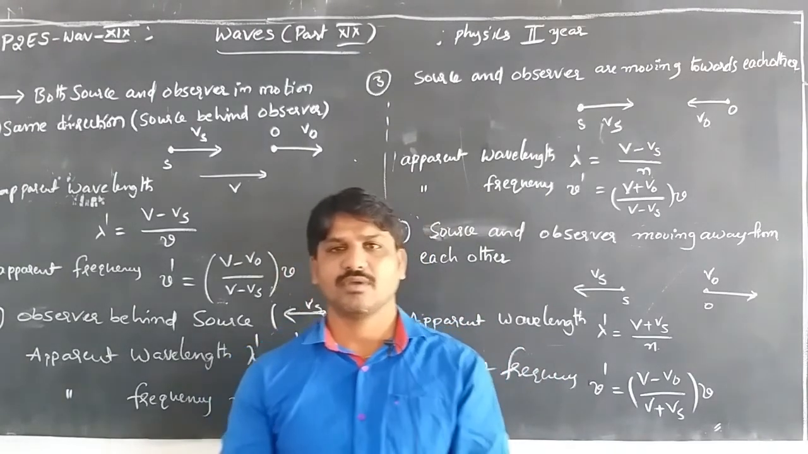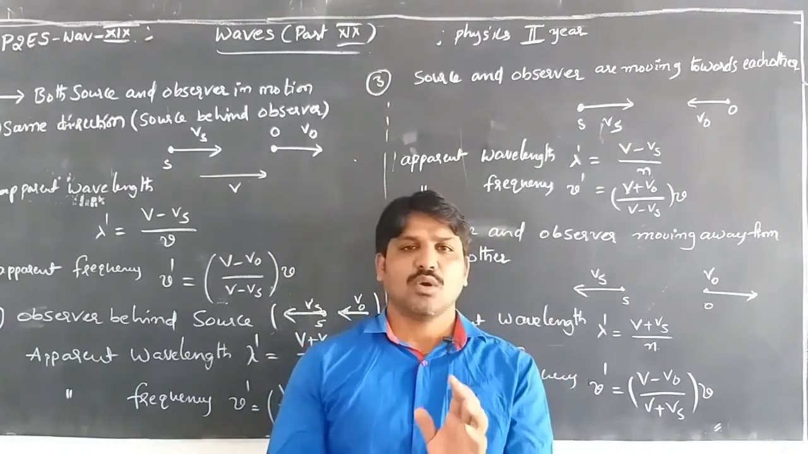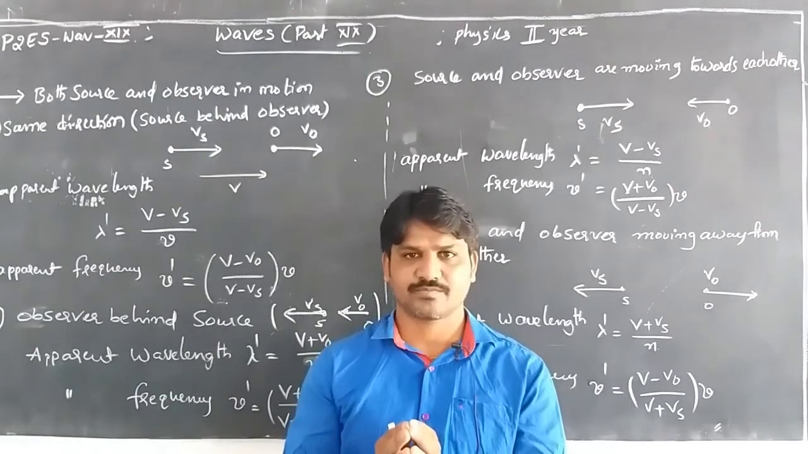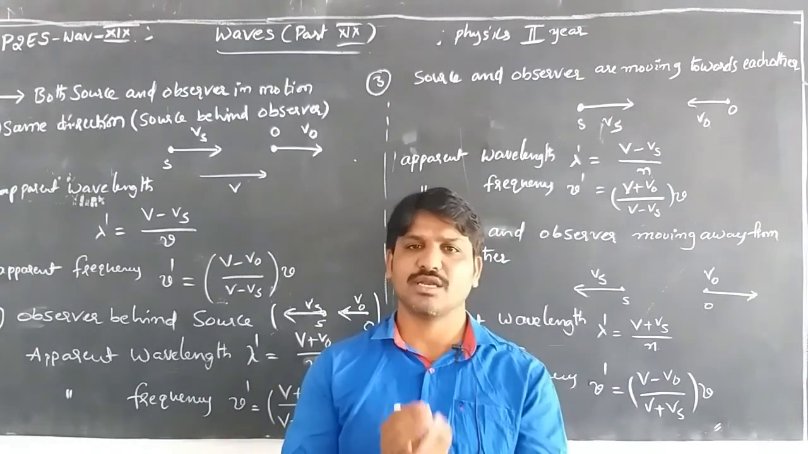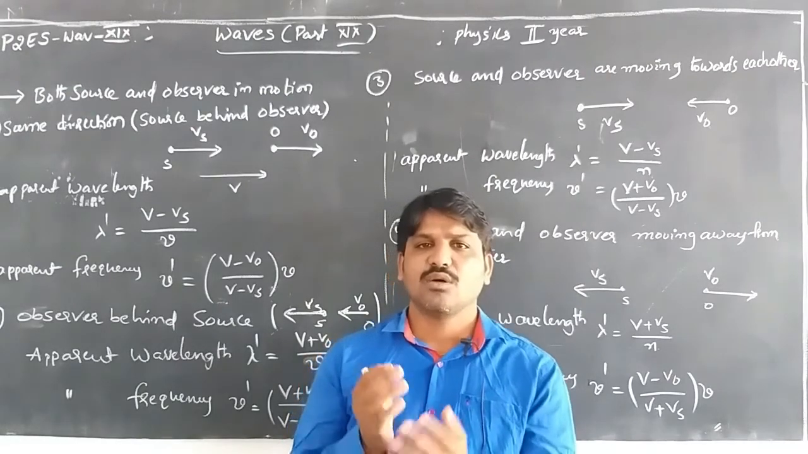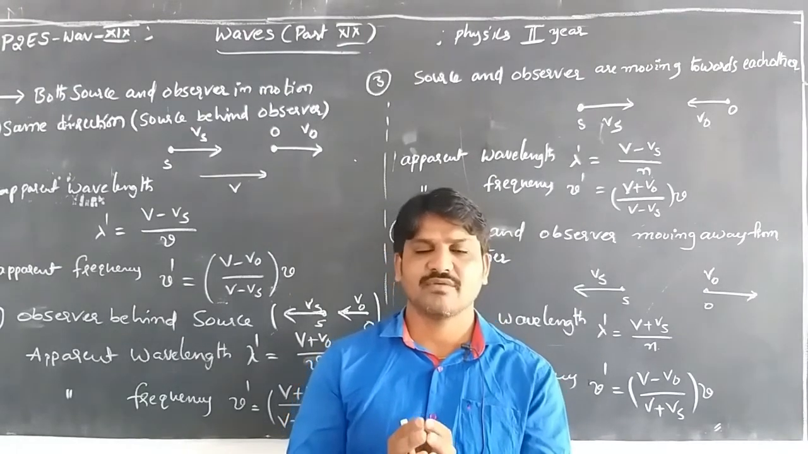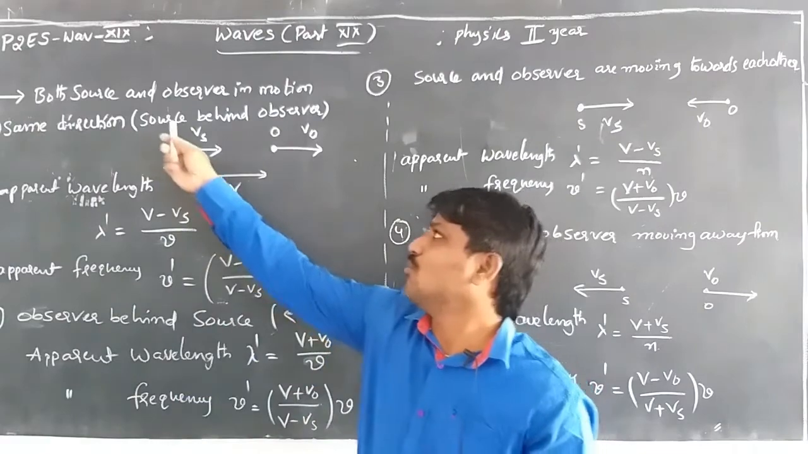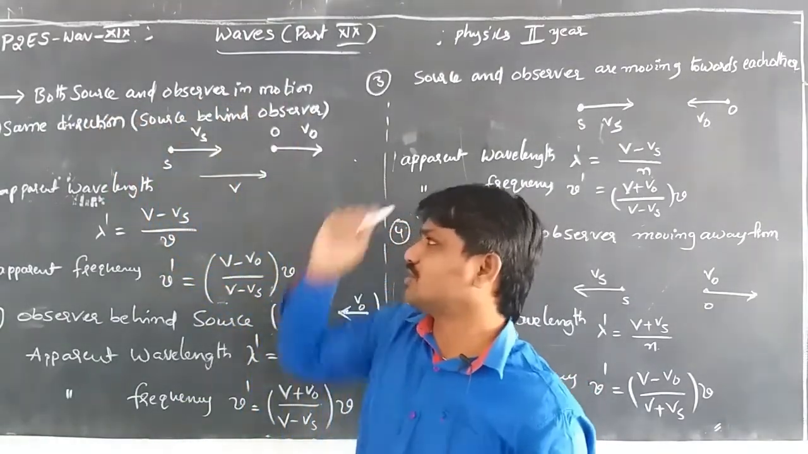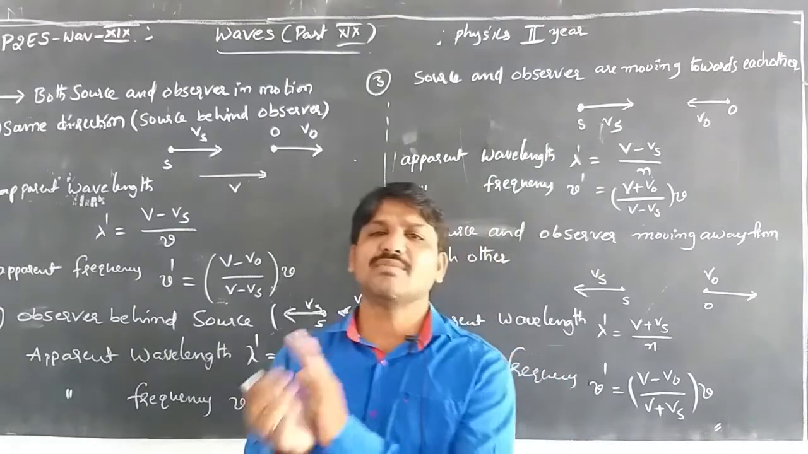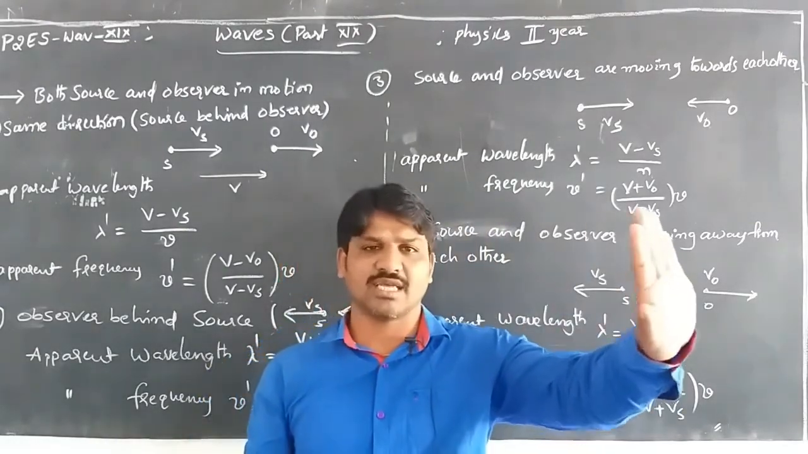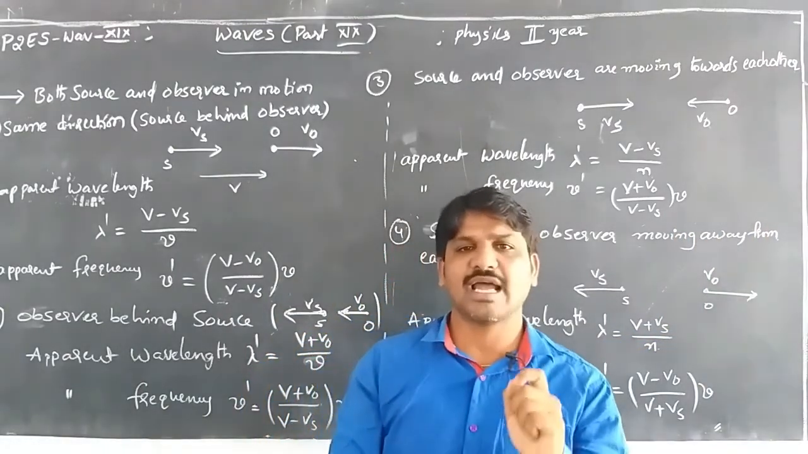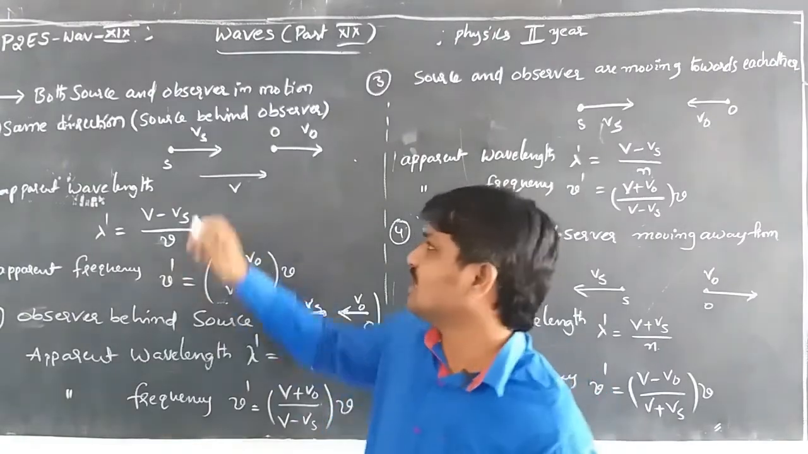Now today we are going to discuss when both the source and observer are in motion. When the medium is taken as constant, we can consider both source and observer in motion in the same direction, meaning the observer is moving in one direction and the source is following the observer, so both are moving in the same direction.